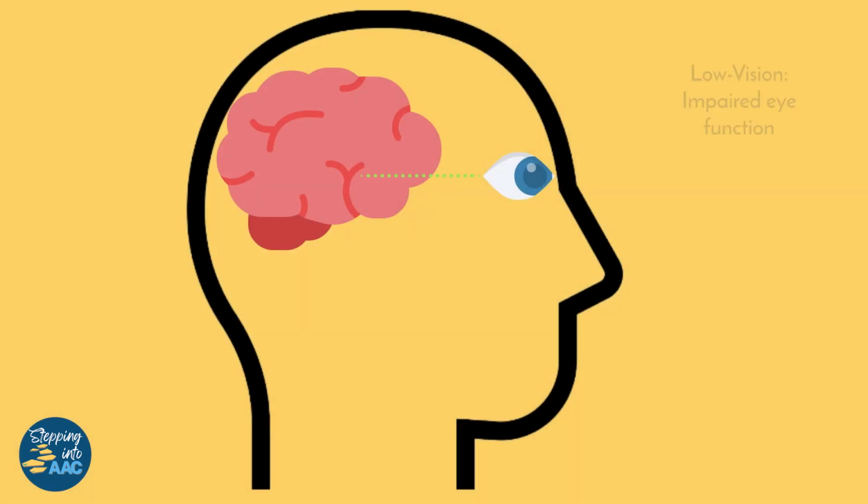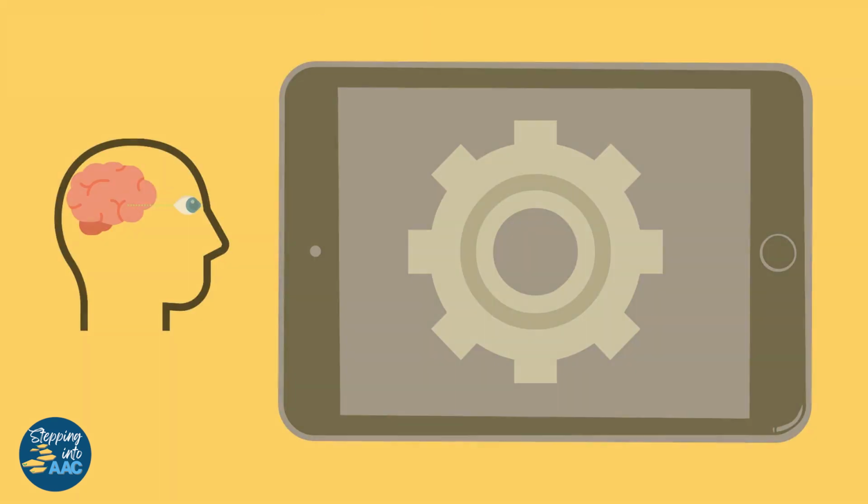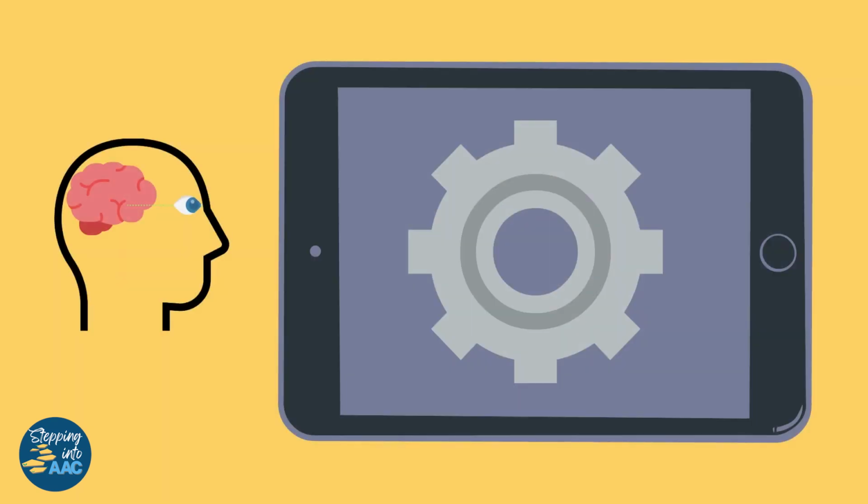Those with low vision have limited visual acuity. CVI, or cortical vision impairment, is a form of vision impairment in which the brain has difficulty processing the visual signal, though eye function is not impaired. Difficulties with the eye or the brain's ability to interpret what the eyes see impact a learner's ability to visually navigate their AAC. Luckily, we can customize AAC tools to make them more accessible.